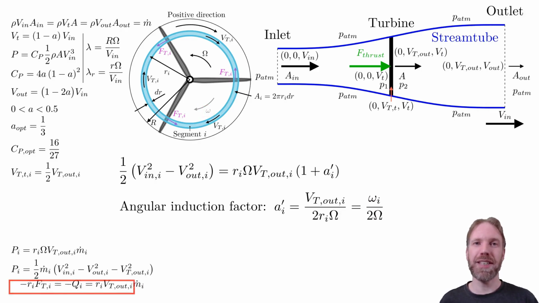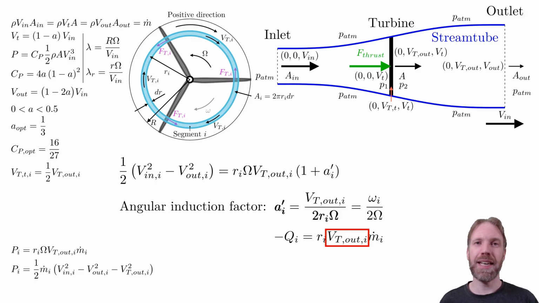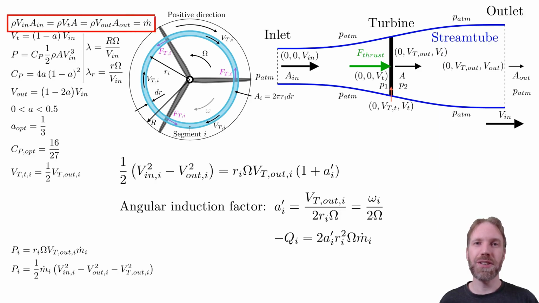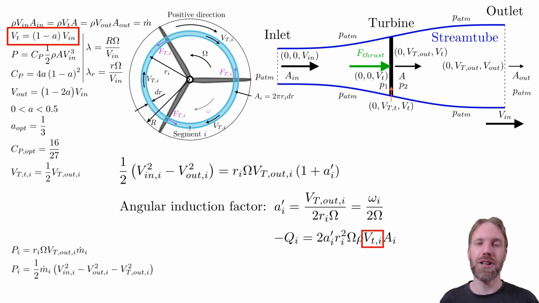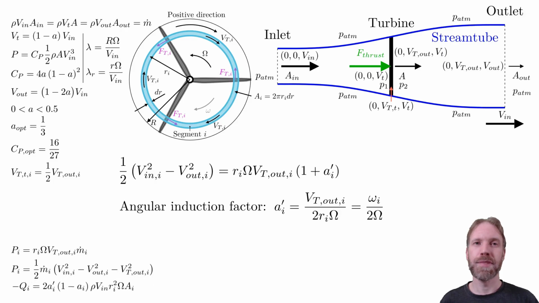Update the angular momentum equation with this factor. Replace Vt and combine the terms. Use the continuity equation to replace the mass flow. Use the actual induction factor to replace the velocity at the turbine. Reorder. We can also update the tangential velocity at the turbine. Replace Vt again and cancel the two.